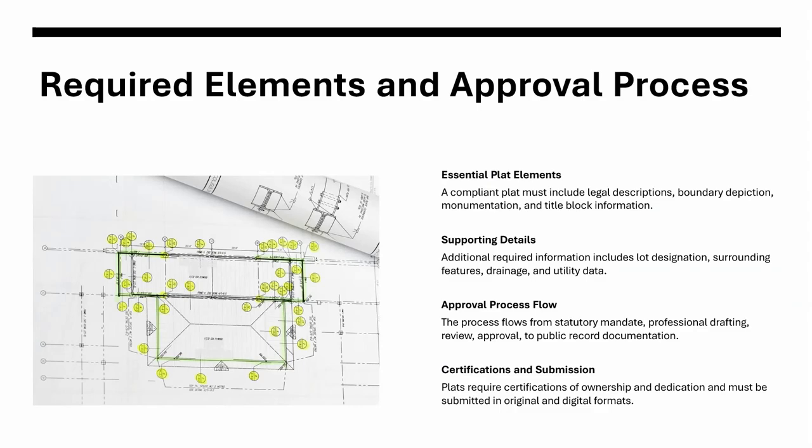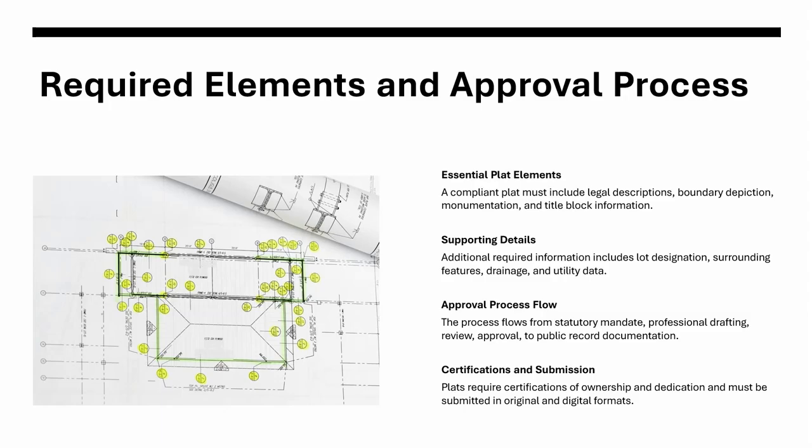Under Texas law and professional standards, a compliant plat must include legal descriptions, which are shown by metes and bounds, tying the subdivision back to the parent tracts and original surveys. Our boundary depictions, with bearings, distances, curve data, and ties to original survey corners or state plane coordinates for precision. Our monumentation statement and placement, confirming that iron rods, pipes, or other durable markers are set at boundaries, lot corners, road intersections, and curves.